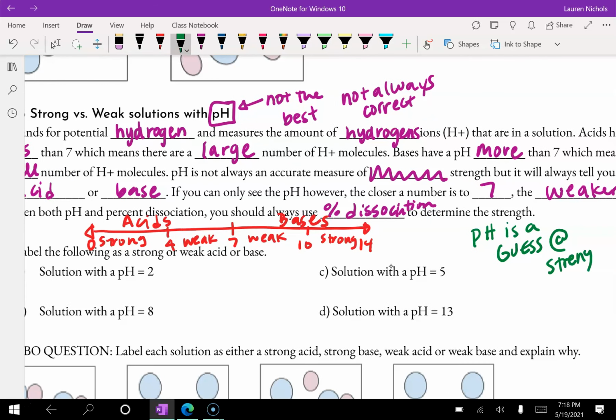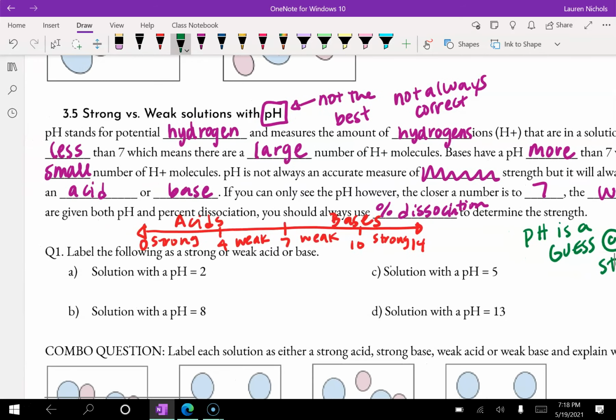All right? It will for sure tell you if it is an acid or a base, but strength is only a guess. So if you're only given this information, that the solution has a pH of 2, then you can make a guess that it is a strong acid because it is close to 0, right?